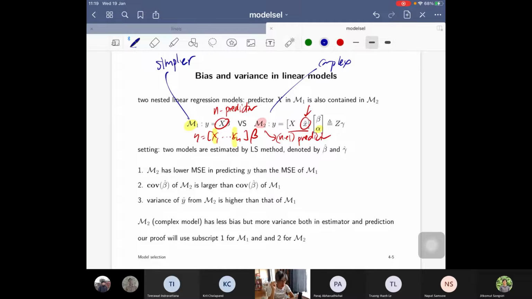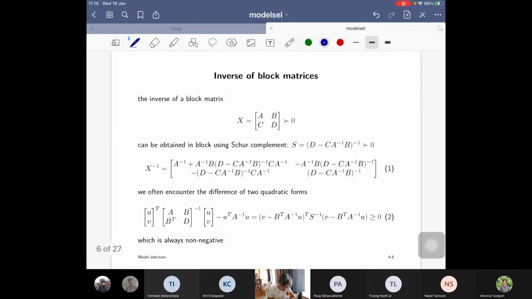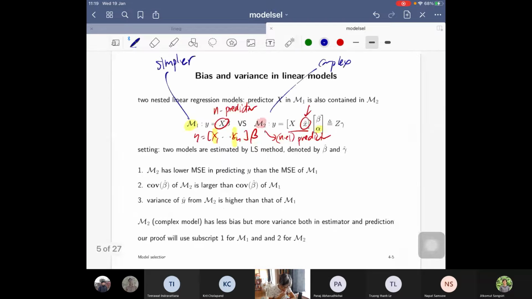We have 3 statements, but I'm not sure if I have the time to prove them. But the proof is in the slide. The first one is that M2 will have lower MSE. Again, what is MSE? MSE is mean square error.